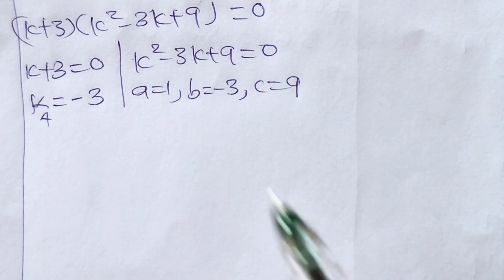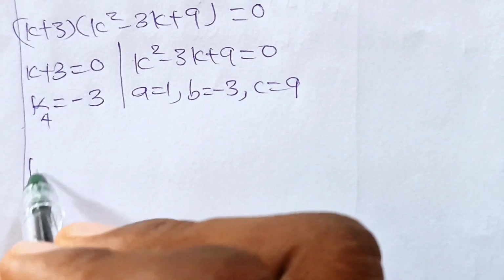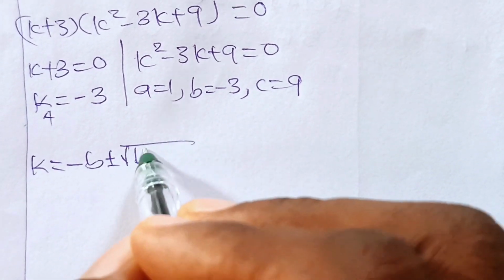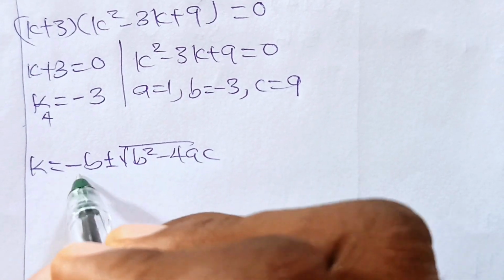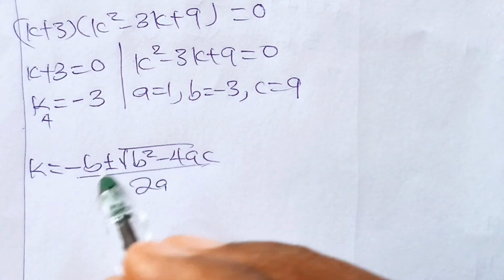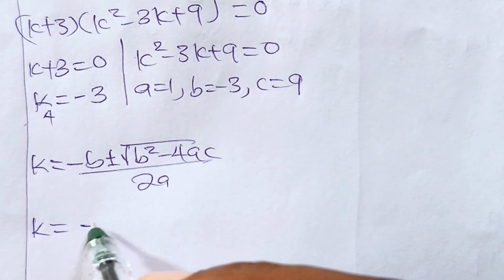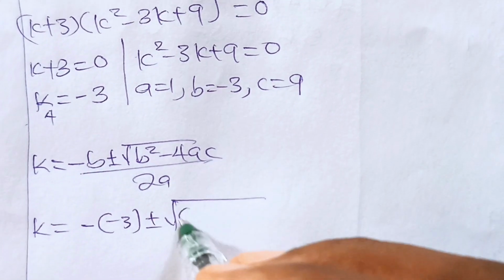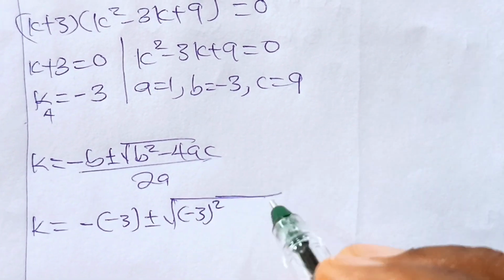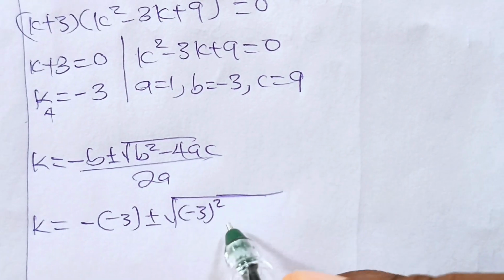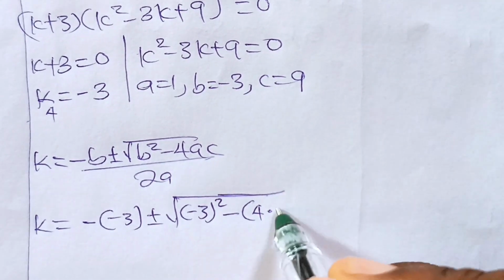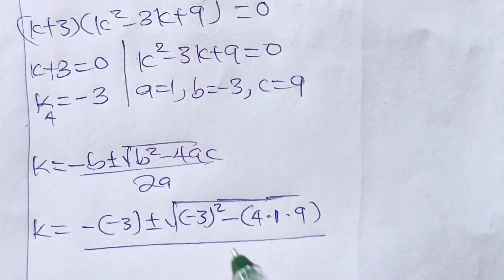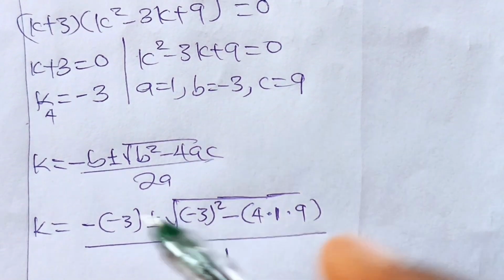So we are going to use the quadratic equation formula that states that k should give us minus b plus or minus square root of b squared minus 4ac, everything divided by 2a. So k is going to be minus minus 3 plus or minus square root of minus 3 squared, okay, minus 4ac, 4 multiplied by 1 multiplied by 9, everything divided by 2 multiplied by 1.